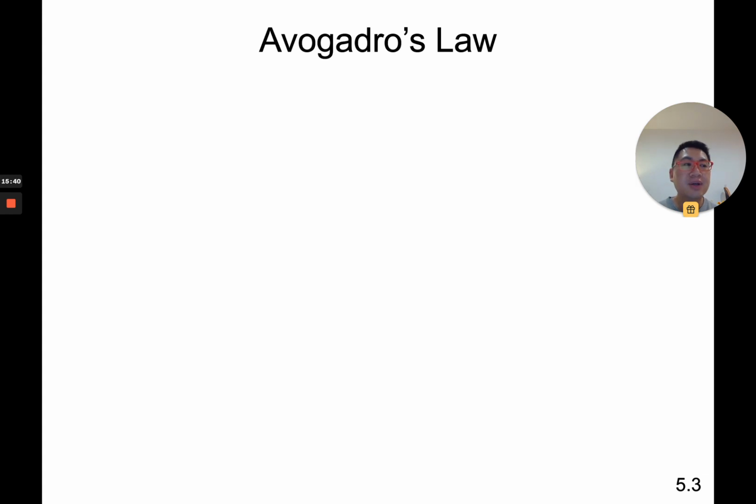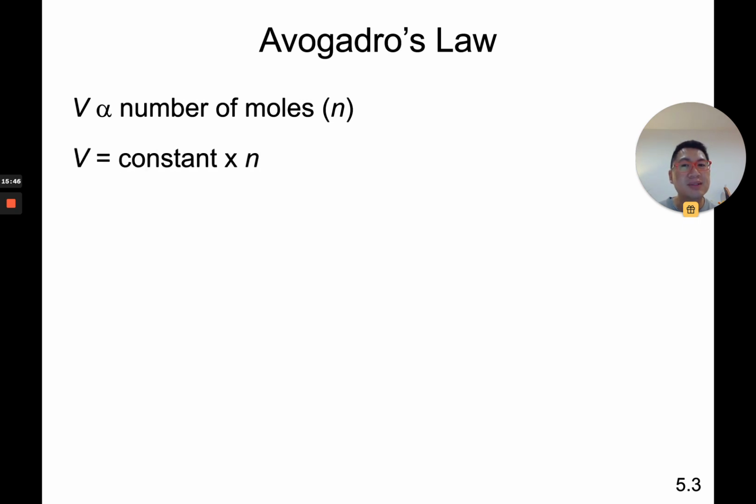There's another one called Avogadro's law. That's volume is proportional to n, the number of moles, or volume is equal to a constant times n. N stands for moles in this chapter, moles of gas. Everything in this chapter is a gas. So volume is equal to a constant times n, or V divided by n equals the new volume divided by the new number of moles.